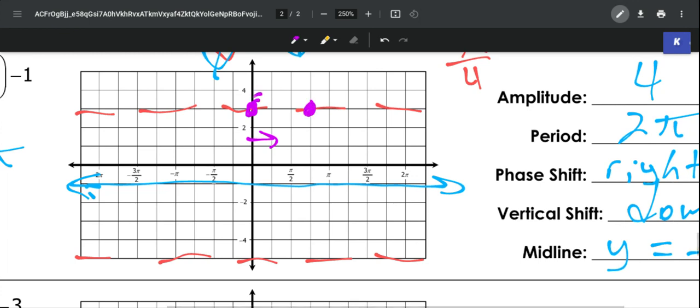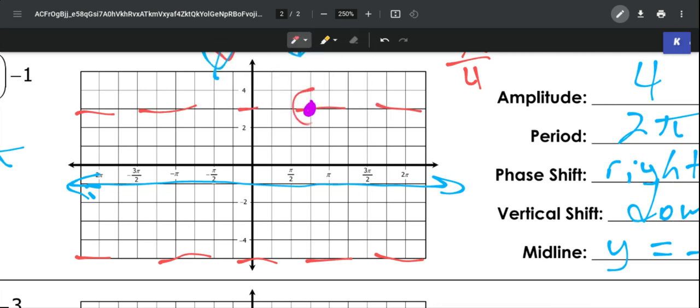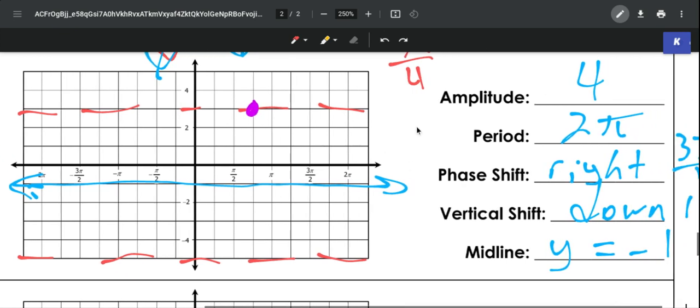So we no longer need this point. This is our new point. This point here. So now we've taken this point and we've shifted it down 1, because it was originally supposed to start here, and we've shifted it down 1 and over 3 pi over 4 units, which would be right here. So now we can just graph this normal. So if we go to the right, we're going to start making our next points.